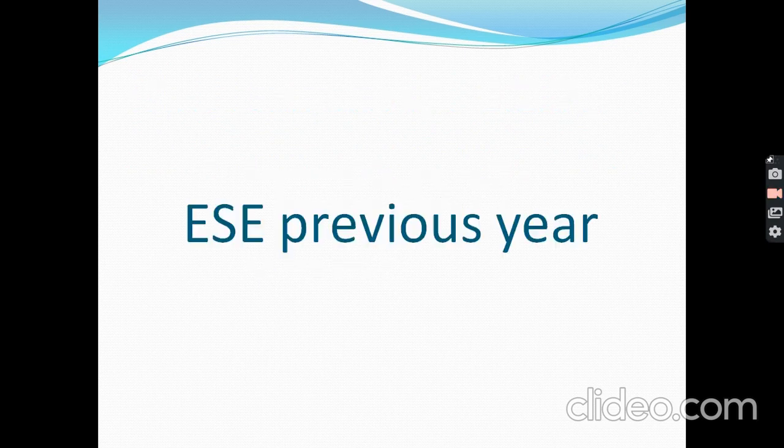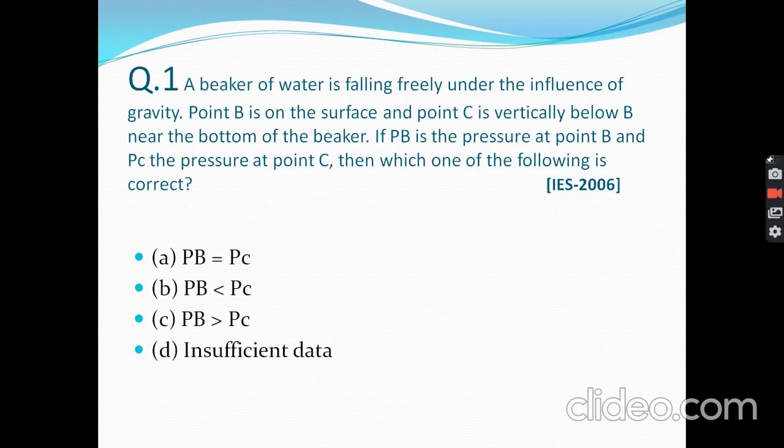That's all for the GATE question. Now we come to ESE previous year questions. Question 1. A beaker of water is falling freely under the influence of gravity. Point B is on the surface and point C is vertically below B, near the bottom of the beaker.